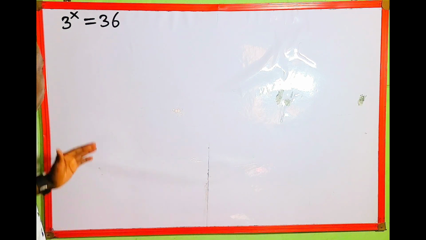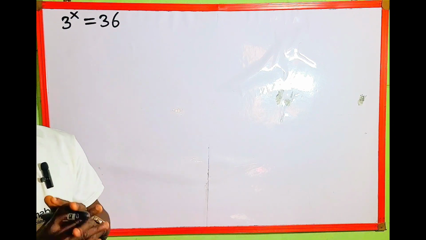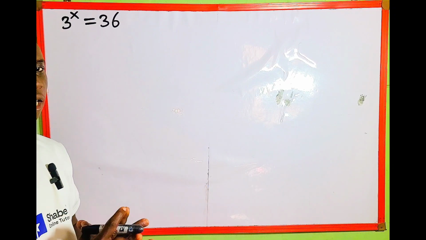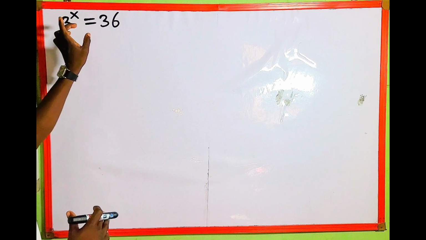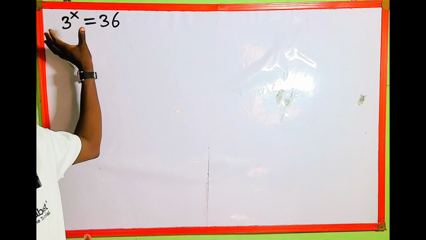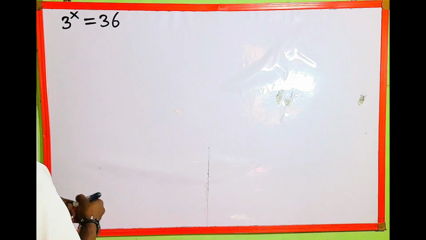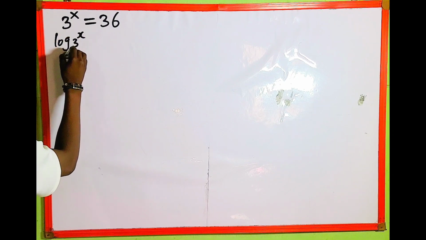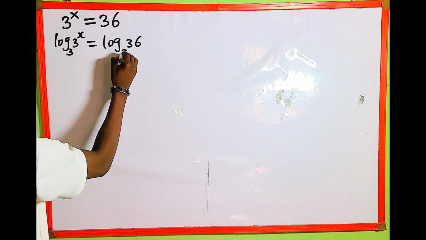And if you look at this equation, the base here is 3 and here we have 36. There's no way we can make the base to be the same. So therefore, we are going to apply logarithm. So we can take the log of both sides to base 10, or we take the log of both sides to base 3, since the variable appears in only one side of the equation, which is this left hand side. But in this video, let's take the log of both sides to the base of 3. When we do that, we're going to have log of 3 raised to the power of x to the base of 3, which is going to be equal to log of 36 to the base of 3.